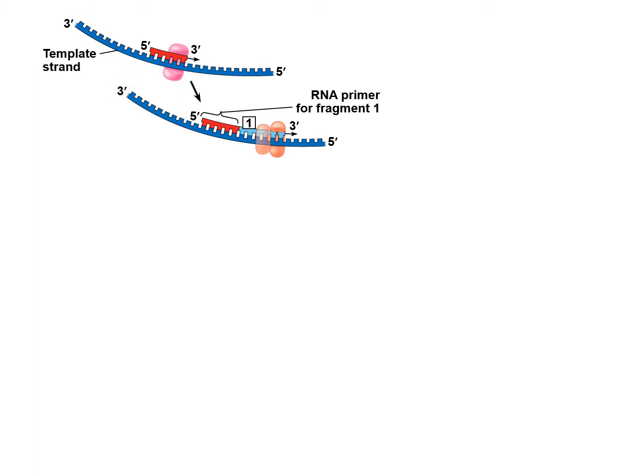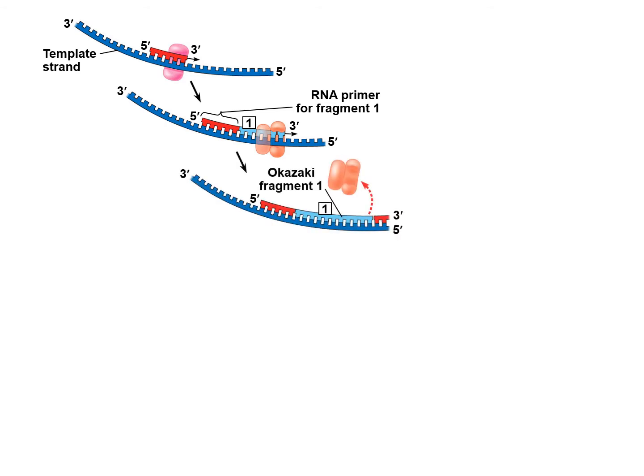Okay, so we're leaving out the replication fork. We're just showing you the lagging strand. So the replication fork is moving to the left, but we're synthesizing to the right, away from the replication fork in the lagging strand. And we are showing here the different pictures as time progresses. So this is earlier, and this is later, and this is later.